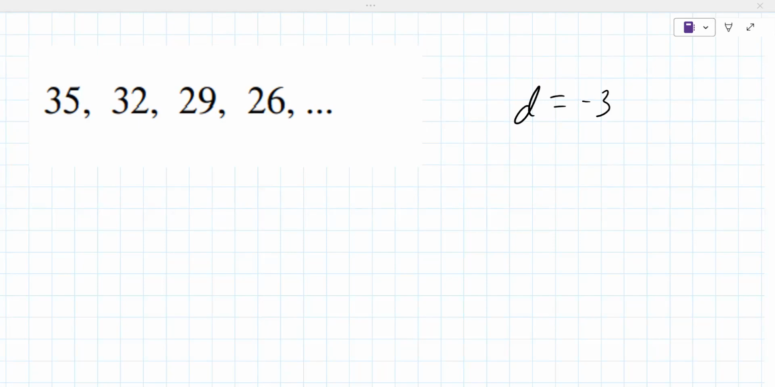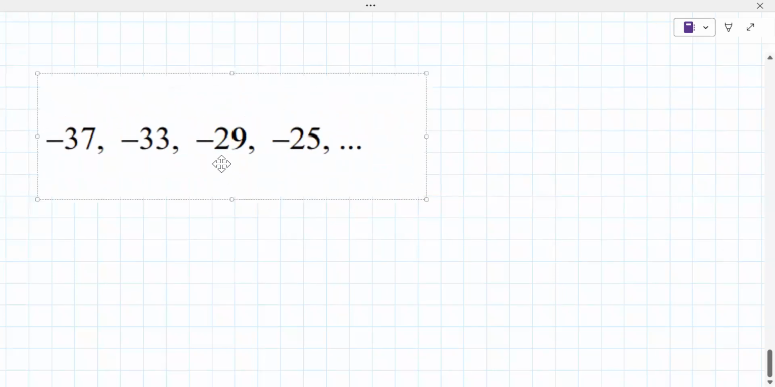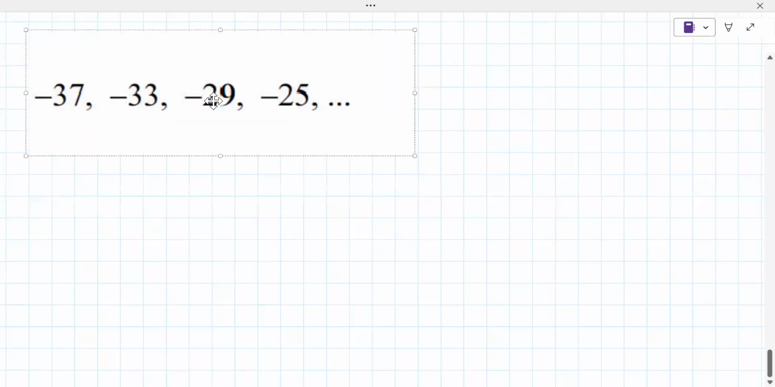Now, sometimes you can get into a sign issue with these, and this is a good example of that type of problem. Because sometimes you look at something like this and you're like, oh, all the numbers are negative, it must be going down. But is that really the case? Is it really the case that the numbers are going down? No, these are actually getting larger.